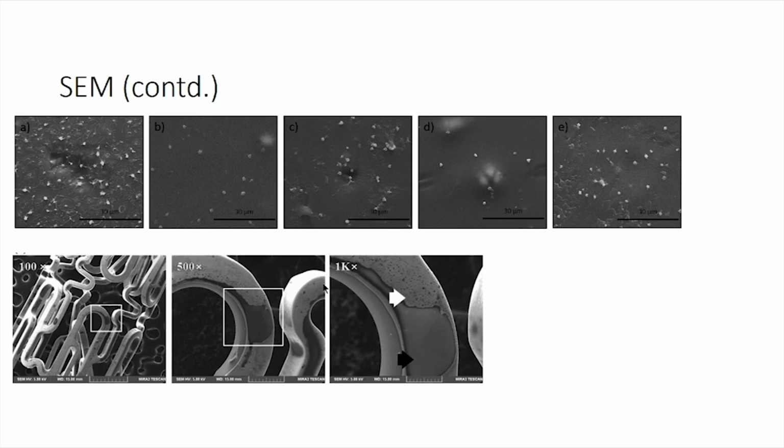Then the bottom one is a vascular stent where they have coated a material onto the stent. To observe whether the coating has been properly done on the vascular stent, they have observed it using scanning electron microscopy.